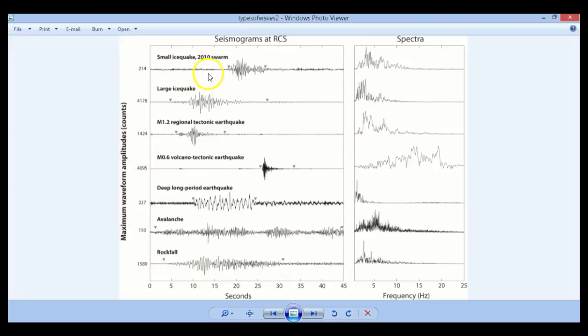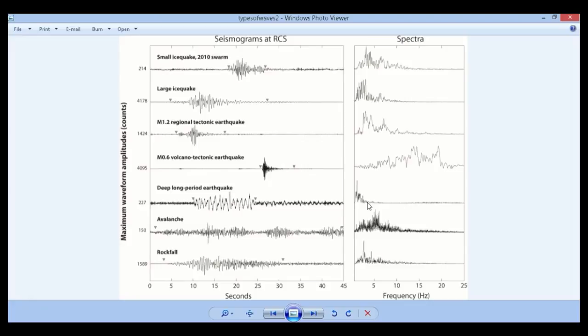First, we have an earthquake induced by glacial stresses. Next, we have an even larger ice quake. Next, we have a distant small earthquake and a VT earthquake. Now, here is a deep long period event. Notice with the deep long period earthquake from this arrow to this arrow, no frequencies surpassed 5 Hz. You see that? Remember, harmonic tremor occurs between about 0.7 Hz and 5 Hz. It all depends on location.